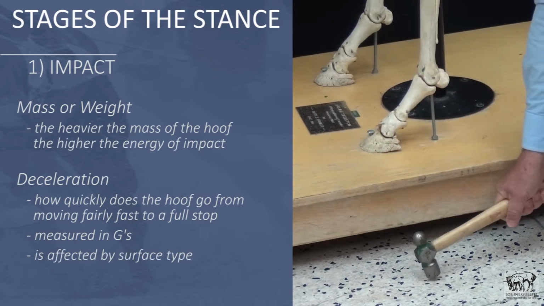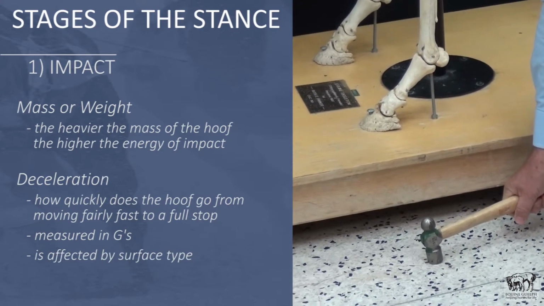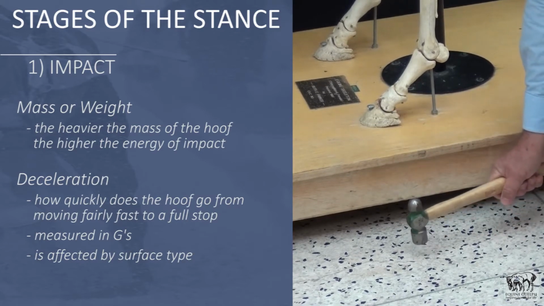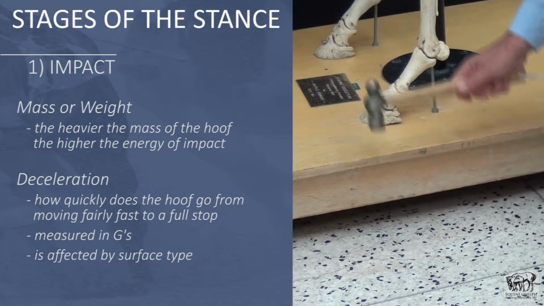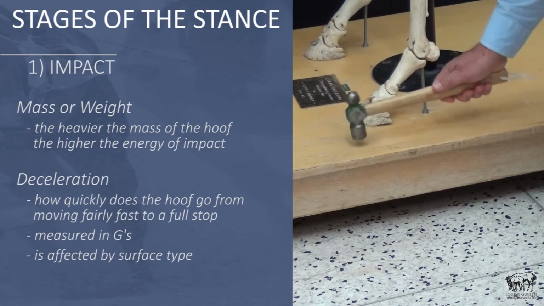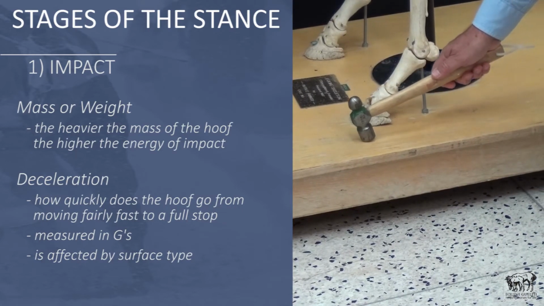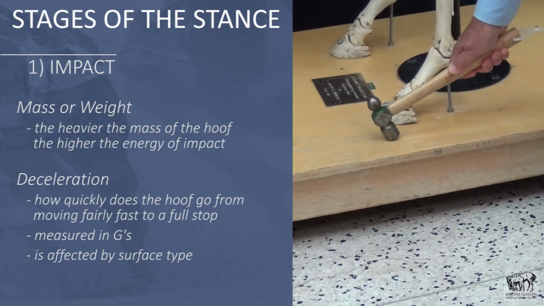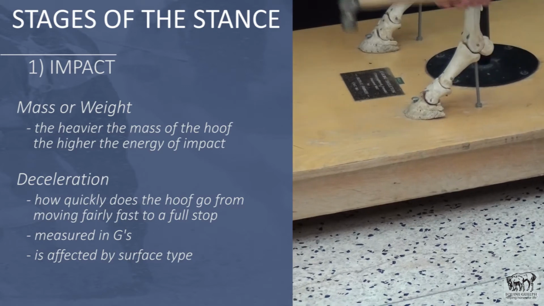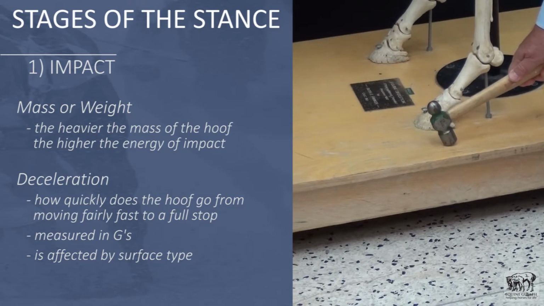So a very, very hard surface like this one, here, this goes crack, the deceleration on that surface may be as hard as 400 Gs. If we go to a softer surface, you can hear that's a much gentler impact, much deeper impact. So the deceleration there was probably still of the order of 60 to 100 Gs. So the hoof is coming to a stop very, very quickly.